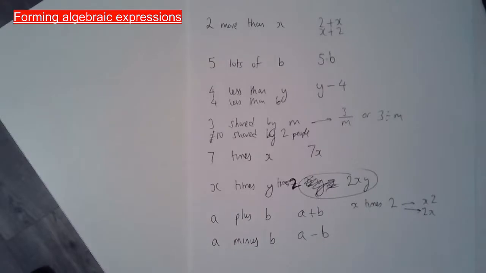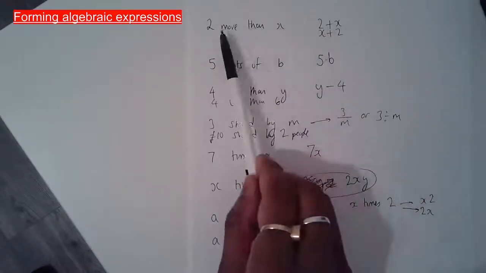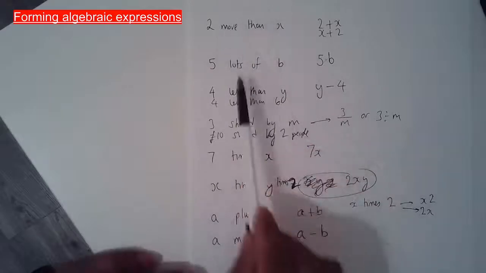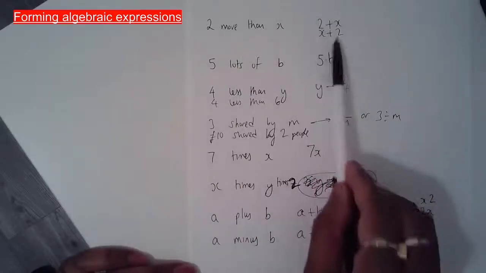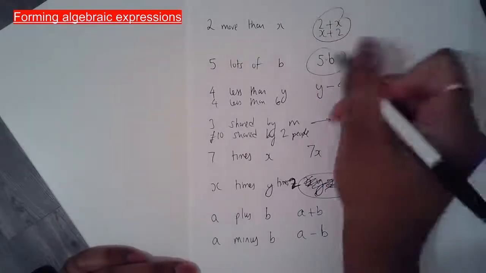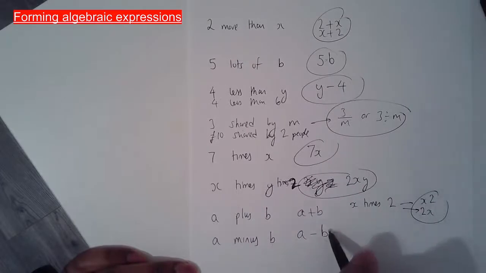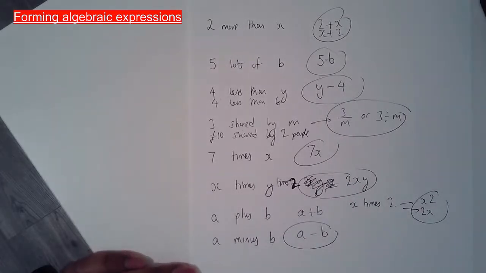Now if you want to, you can pause the video and have a think about how we got from this side, from the sentences, to these expressions. They're called algebraic expressions, all of these. I'll just circle them for you. Right, these are algebraic expressions.